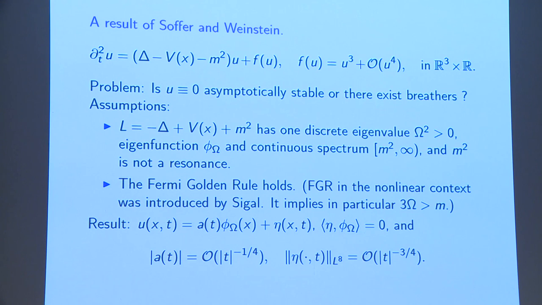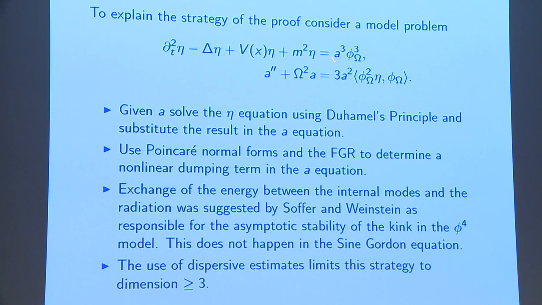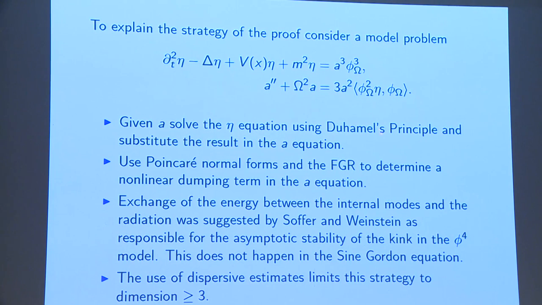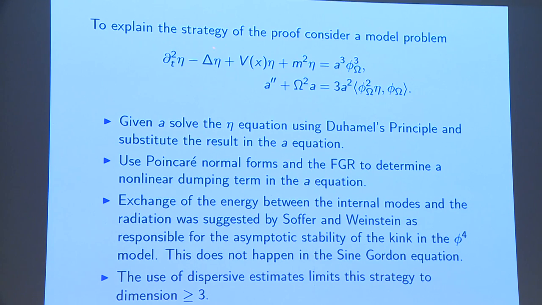So what is the result of Soffer and Weinstein? Something like this. They also decompose the solution into internal oscillations and the radiation in a similar way. And then they show that the internal oscillations decay to zero in time, with a rate, and the radiation also decays in L infinity, but they give a rate. I think that when you understand the strategy of their proof, you also understand what is going on. So let me explain the strategy of their proof.